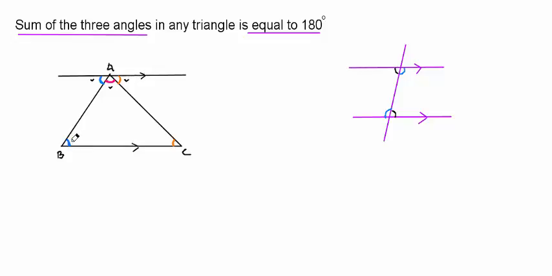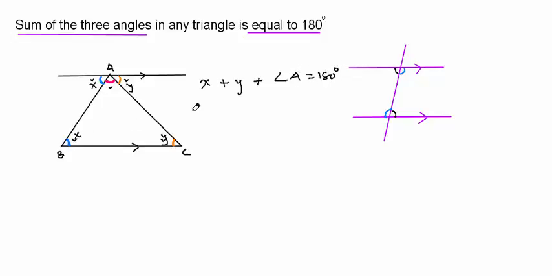But this one is equal to this one, therefore this one and this one is equal to this one, therefore this and this angle A, they have to add up to 180 degrees. So if this is x, this is also x. If this is y, this is also y. And that angle A is common. So we could say x plus y plus angle A is equal to 180 degrees.